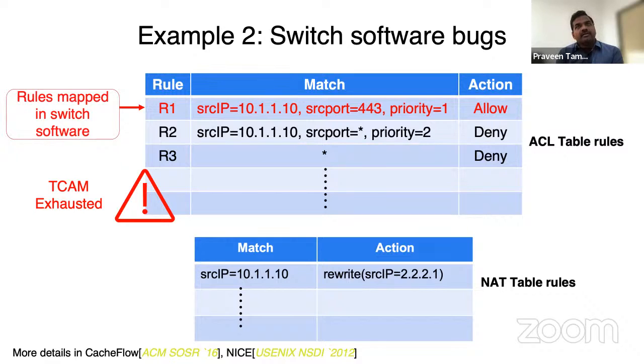if the tables are not carefully placed, or if the split between switch software and the TCAM is incorrect, then it is possible that the high priority rule, that is source port matching 443, would go to switch software, and the low priority rule like source port equal to star would go to TCAM. And the packet that's supposed to match the entry in the switch software would now match the TCAM entry, and the packet that's supposed to be allowed would be denied because the action associated with source port equal to star is deny. So this again leads to policy violation because it could break connectivity.